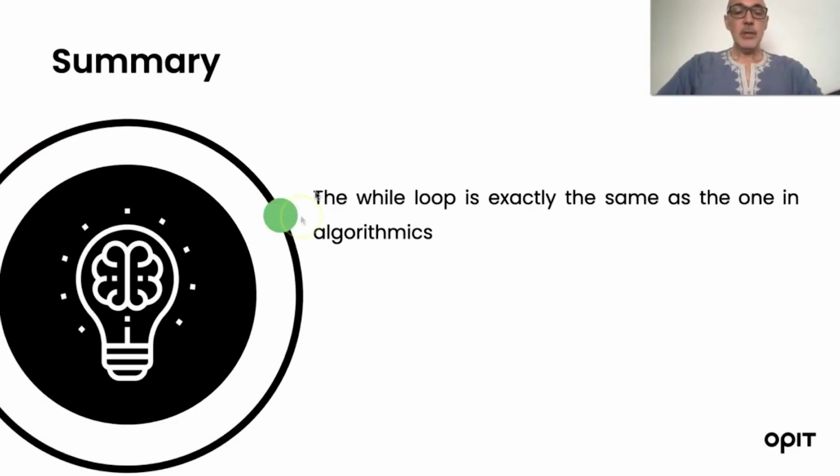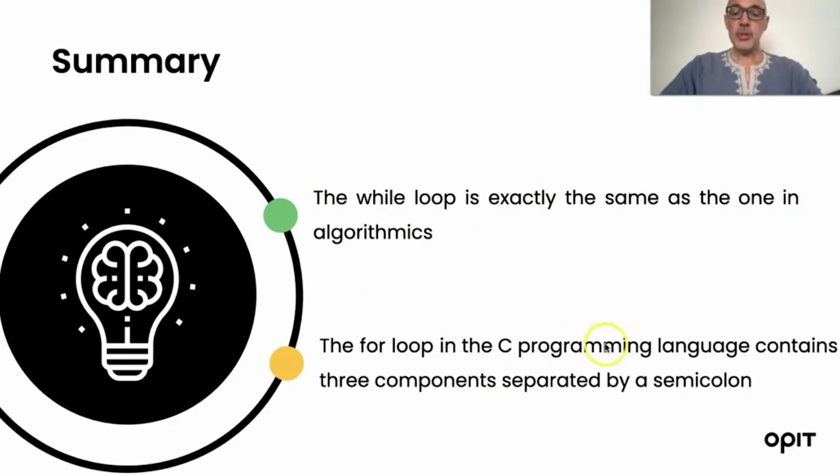As a summary here, the while loop is exactly the same as the one studied in algorithmics, but the for loop in the C programming language contains 3 components separated with semicolons.